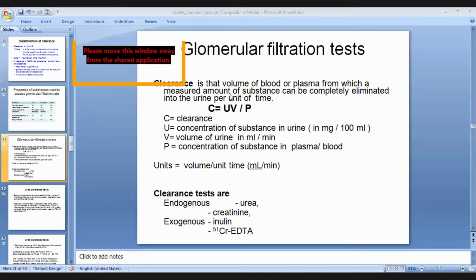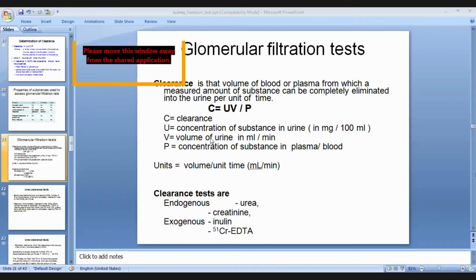Formula: C = UV by P. C is clearance. U is the concentration of the substance in urine. V is the volume of urine in ml per minute. P is the concentration of the substance in the plasma or blood. Okay, the unit will be volume per unit time, ml per minute.